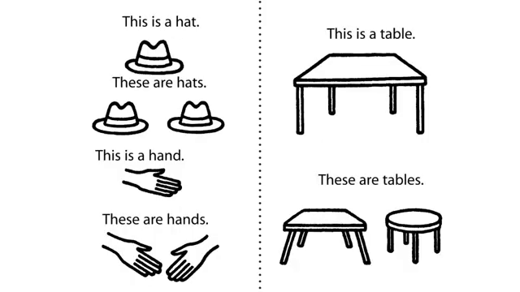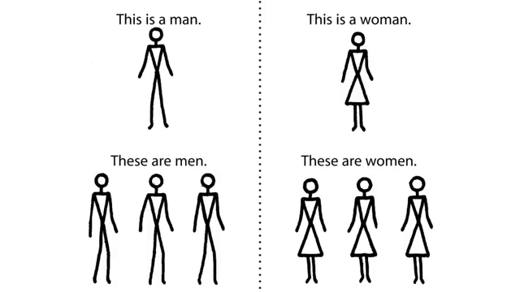This is a hat. These are hats. This is a hand. These are hands. This is a table. These are tables. This is a man. These are men. This is a woman. These are women.